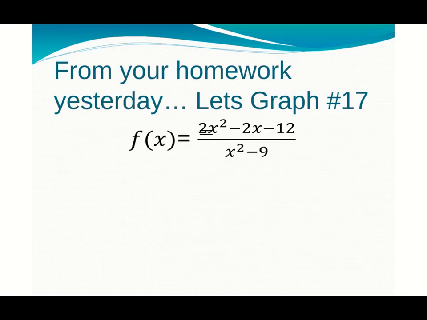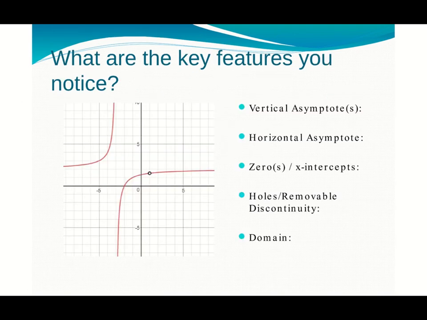So let's take a look at number 17 from your homework yesterday. Number 17 was f of x equals 2x squared minus 2x minus 12 divided by x squared minus 9. This is actually a rational function. You guys factored it, and we're going to look at factored form tomorrow. Today, we're just going to take a look and investigate its graph. So when we take that function and we put it into Desmos or a graphing calculator, this is the graph that we get. So we can notice that we have some similar key features to our parent function, 1 over x, as we have a vertical and a horizontal asymptote.